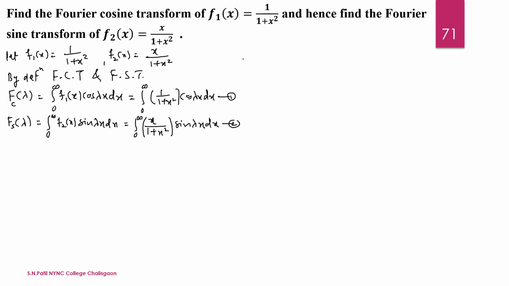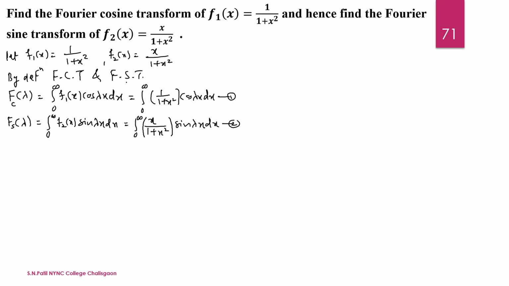In this video lecture, we will discuss Fourier cosine and Fourier sine transform. The question is: find the Fourier cosine transform of the function f1(x) = 1/(1 + x²), and taking help of this, find the Fourier sine transform of the function x/(1 + x²). So first we write the given functions: f1 = 1/(1 + x²), and the second function is f2 = x/(1 + x²).